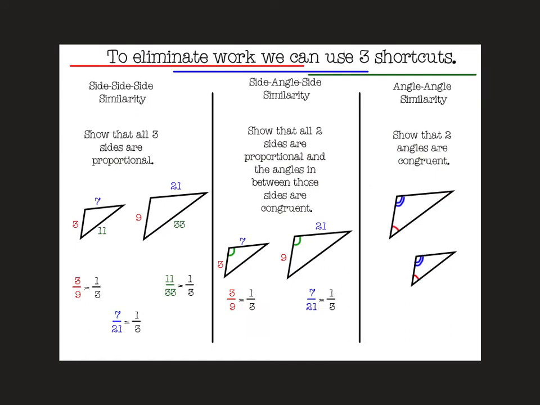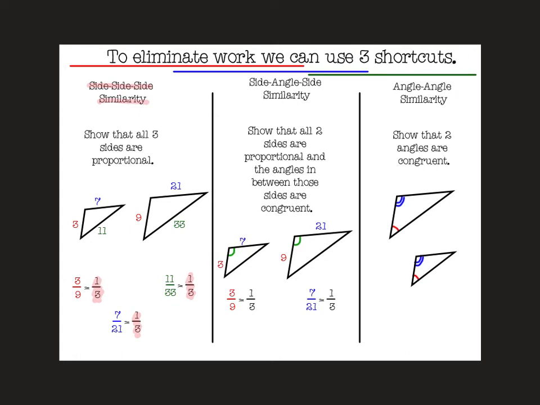I gave you 3 shortcuts so that you don't have to do all of that work. So here are your shortcuts. You can do side, side, side similarity, and all you have to do is show that all 3 sides are proportional. I already did this one for you. It's all set up. I made my fractions, and then they all ended up being 1/3. So I can say, oh yeah, these are side, side, side similar.